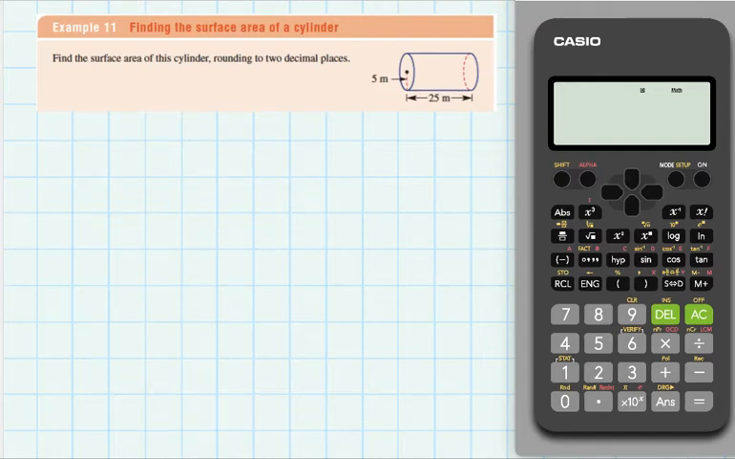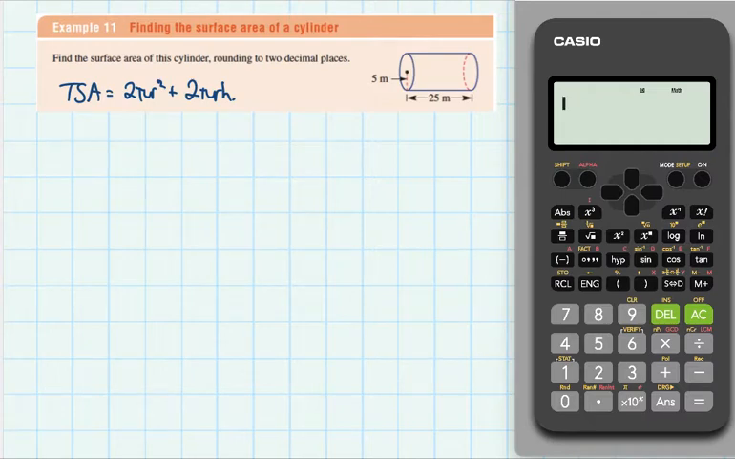We're going to be looking at finding the surface area of a cylinder. Now, we've just learnt in the previous video that our rule was 2 circles plus the circumference times by the height. So this is the rule we're going to be using to find the surface area of a cylinder.